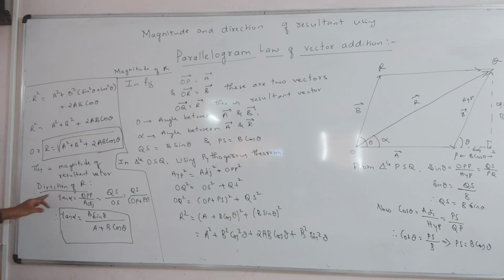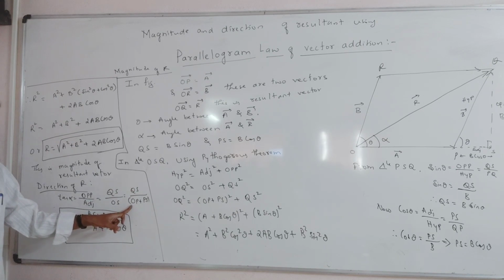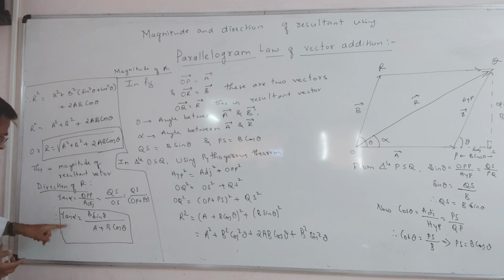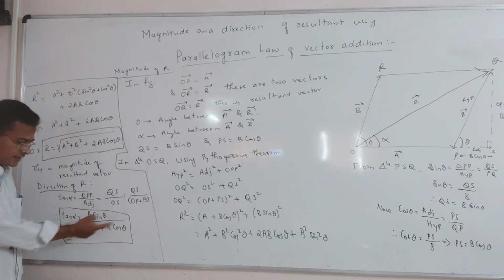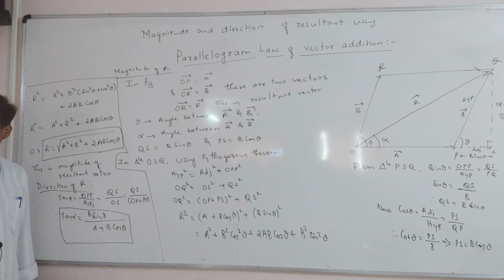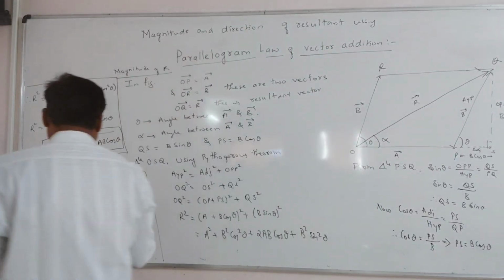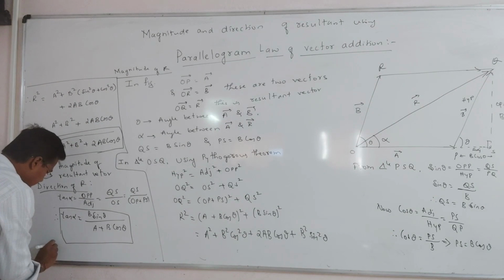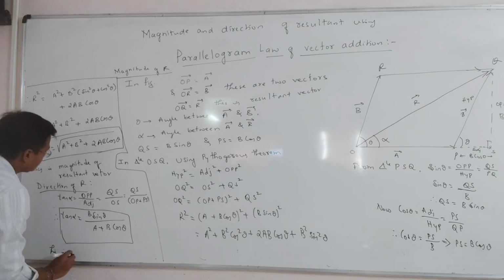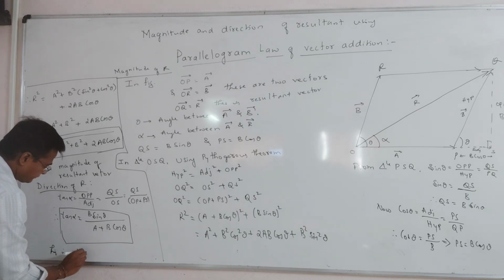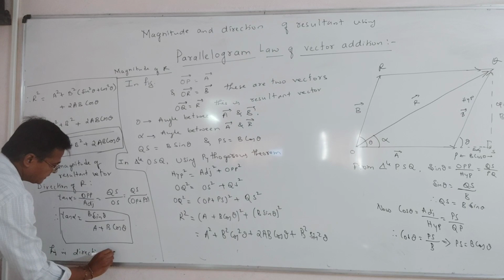Okay, so this is the direction of R vector. So tan alpha equal to opposite by adjacent equal to QS by OS. Opposite is QS, adjacent is OS. Again, we can represent OS as OP plus PS. So then tan alpha equal to QS, which is B sin theta, divided by A plus B cos theta. Are the things understood? No doubt. So this is the direction of the resultant vector.